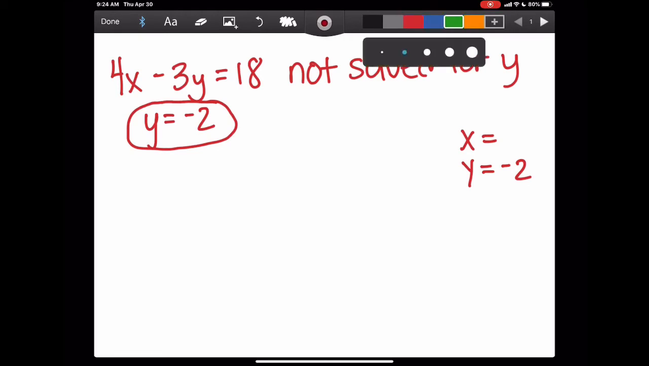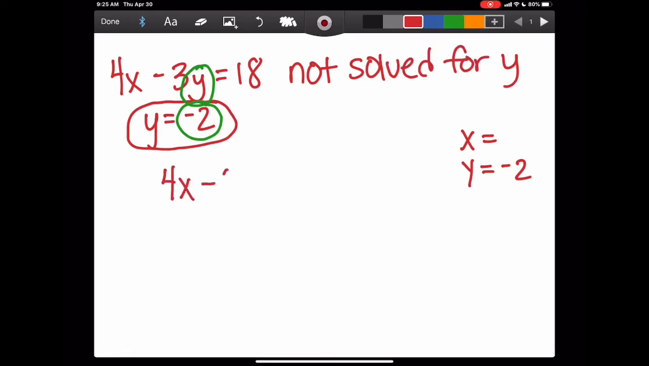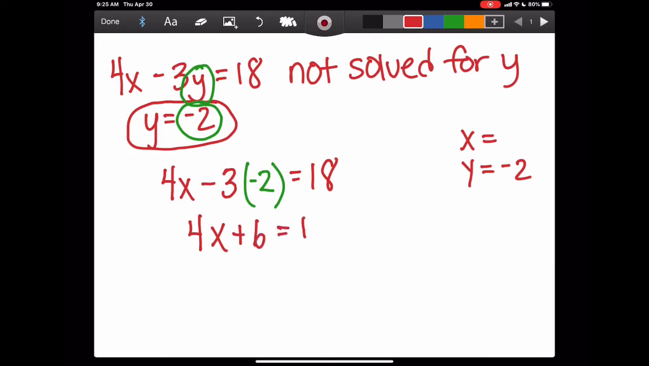So I can take my y, which is equal to negative 2, and substitute it wherever I see a y in the original problem. So let's do that now. 4x minus 3 times negative 2 equals 18. Now I can just solve this equation for x. I'm so sorry. 4x minus 3 times a negative 2 will give you a positive 6, equals 18.